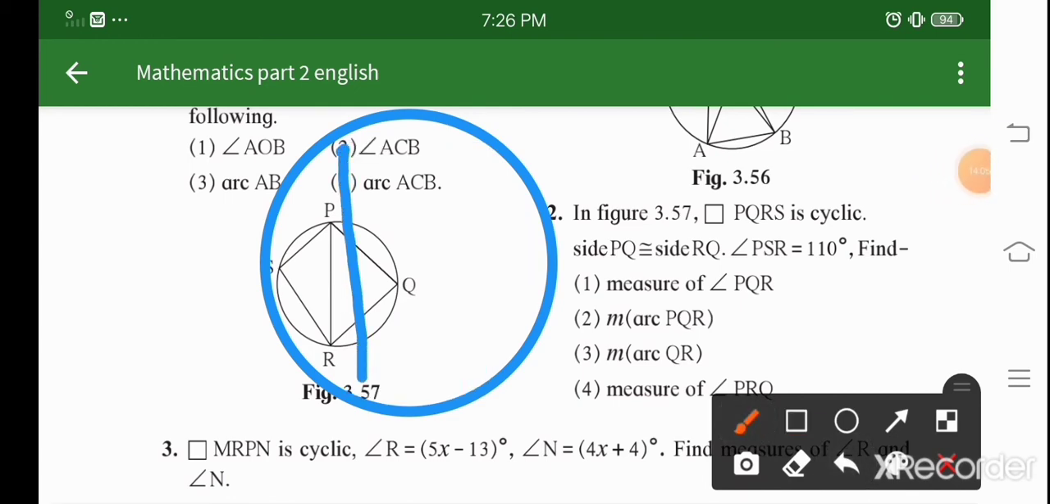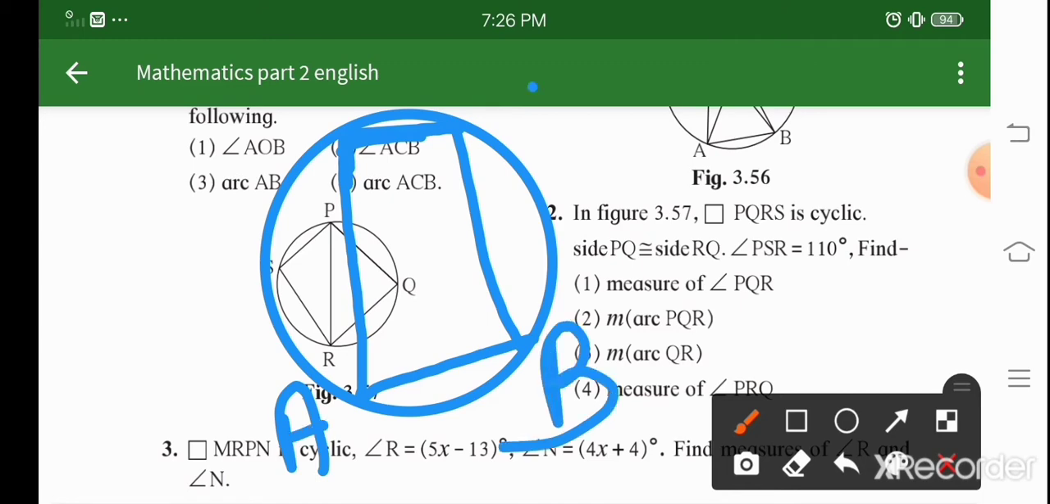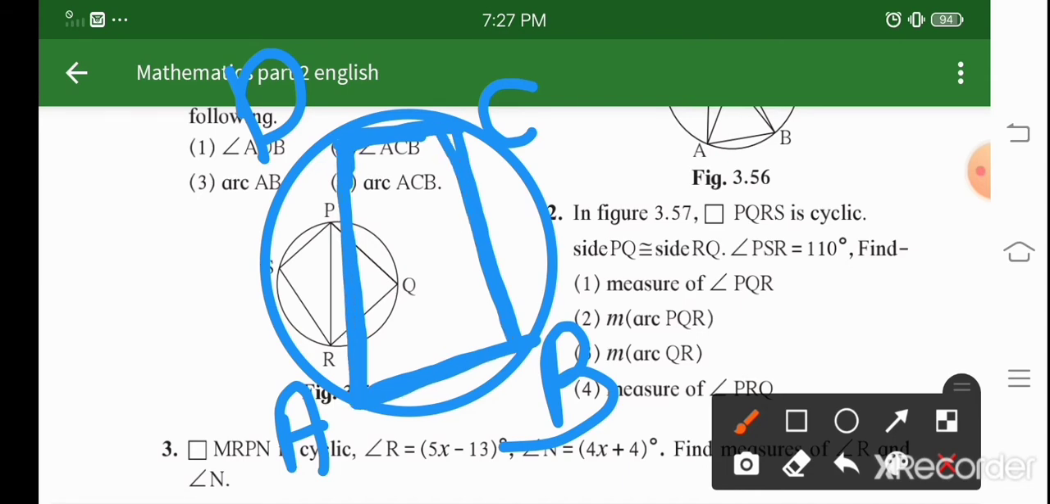This is a quadrilateral. Can you see here? Suppose this is A, this is B, this is C, and this is D. Can you see this quadrilateral? The vertices of this quadrilateral A, B, C, and D, they are touching this circle. So if the 4 vertices of the quadrilateral are touching a circle, at that time you can say that your quadrilateral is cyclic. I think this is clear. Okay, this is a cyclic quadrilateral.